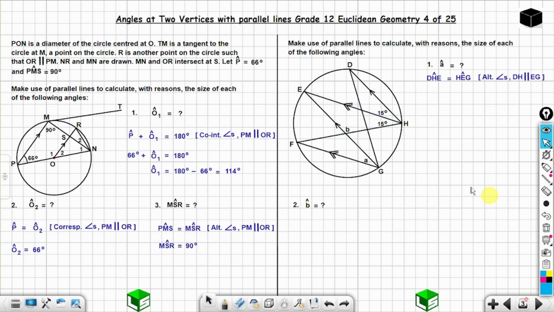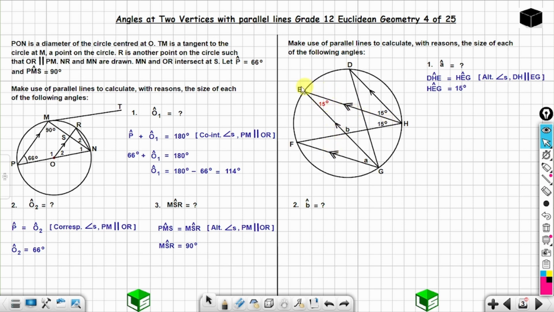HEG is equal to this, which is equal to 15 degrees. Now we have this angle HEG, which is equal to 15 degrees. So after getting this angle, now you can use this line and this line because the two lines are parallel to each other. You are going to use this angle.